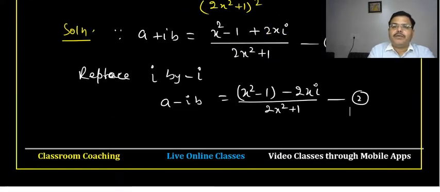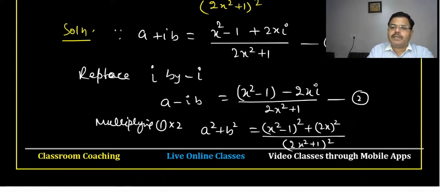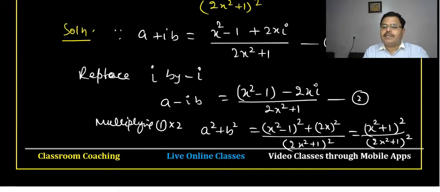If I multiply 1 and 2, then what will happen? Multiplying 1 and 2, we will have (a + ib)(a − ib), that will be a² + b². And here it will be ((x² − 1)² + (2x)²) divided by (2x² + 1)², because multiplying this one and this one, it will be a². And that can be (x² − 1)² + 4x² = (x² + 1)², upon (2x² + 1)². So that has been proved.